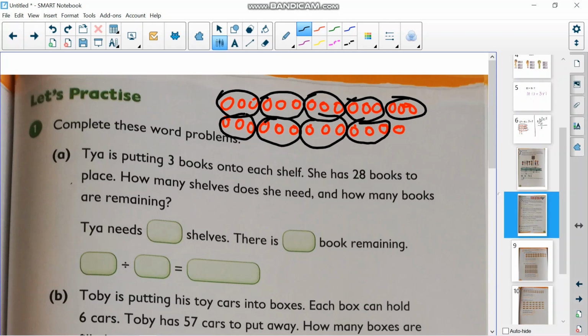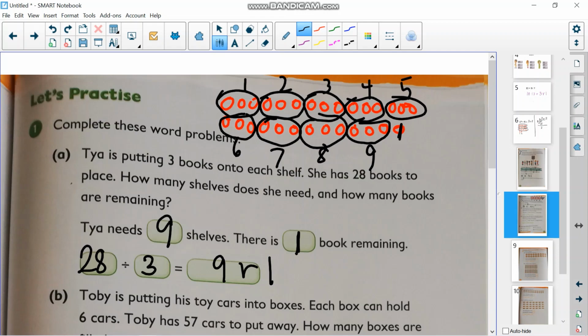Right. So Taya needs how many shelves? You're going to count the number of groups that you have made. So let's count the number of groups. 1, 2, 3, 4, 5, 6, 7, 8, and 9. So we have 9 groups. So right here, 9. And how many books remaining? We have 1 left over. So right here, 1. So let's write the number sentence as 28 divided by 3 is equal to 9, remainder 1.